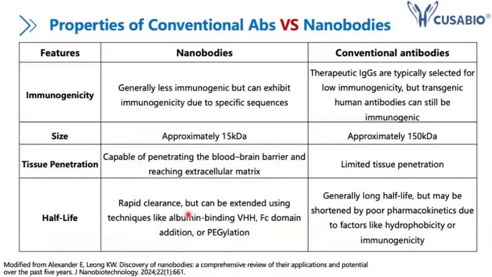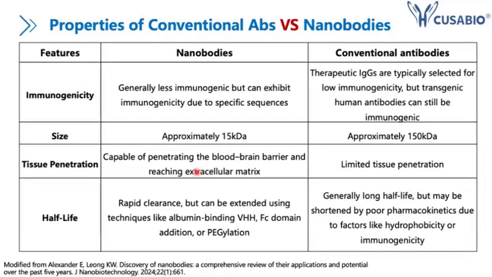And this is a summary table between the conventional antibody and the nanobody. First is the size. I will emphasize the size. The size of the nanobody is pretty small. It's 15 kilodaltons, but the conventional antibody can be 150 kilodaltons. Because of the small size, the tissue penetration of the nanobody is pretty good. Nanobodies are able to penetrate the blood-brain barrier, so they can reach some inaccessible areas that conventional antibodies cannot reach, such as the extracellular matrix.